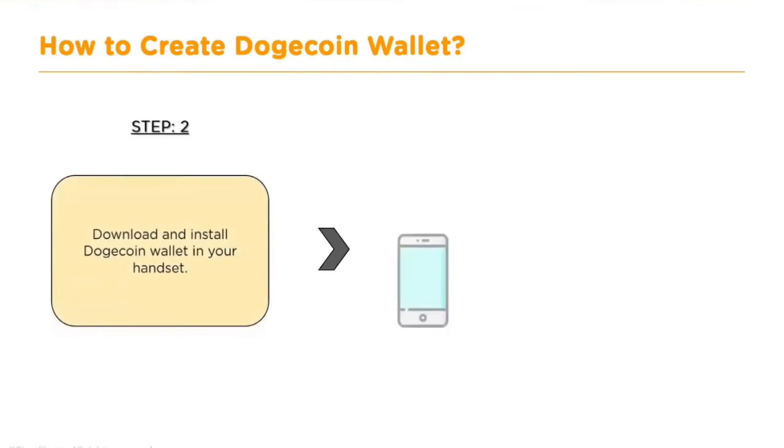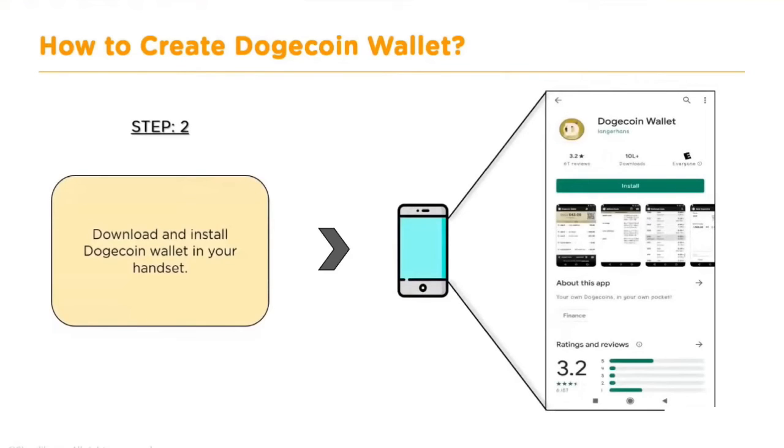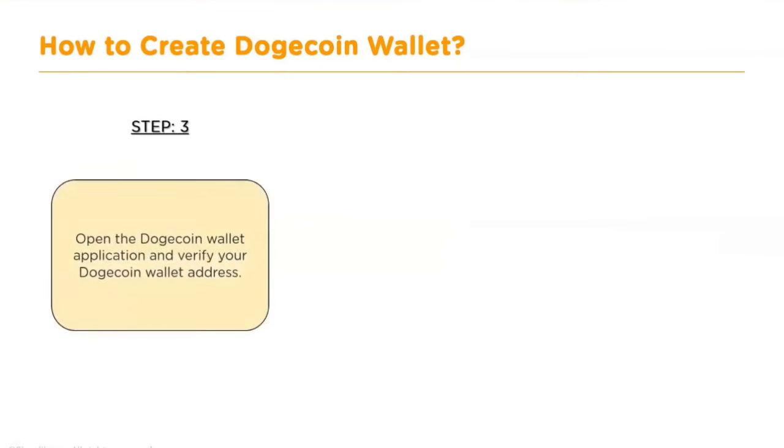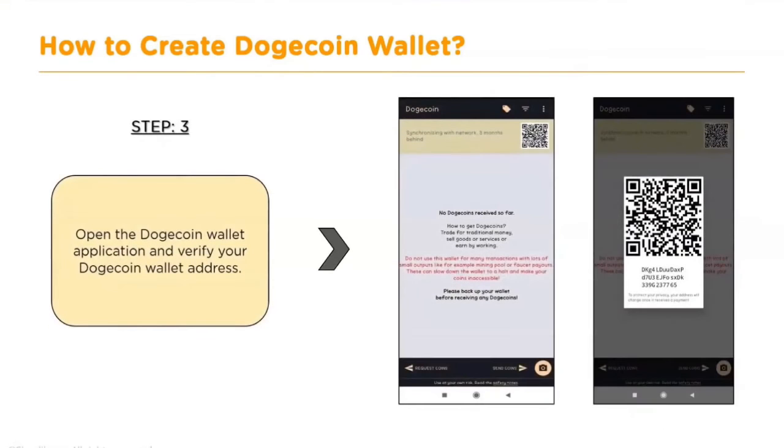Step 2. Download and install the Dogecoin wallet in your handset. You can also use the official website of this wallet for your Windows. And step 3. Open the Dogecoin wallet application and verify your Dogecoin wallet address. And that is it. It is this easy to create and have your Dogecoin wallet.